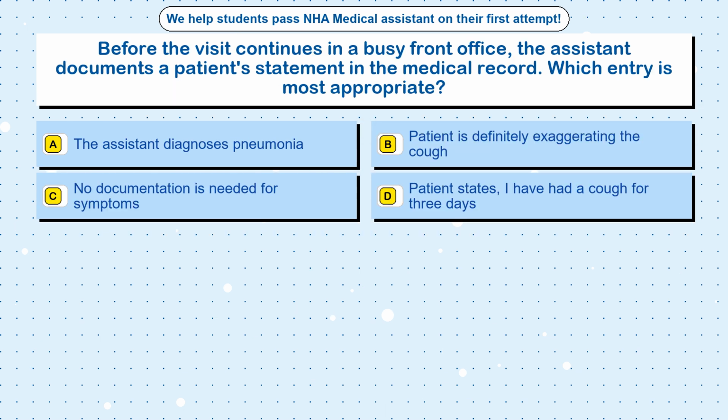Question 87. Before the visit continues in a busy front office, the assistant documents a patient's statement in the medical record. Which entry is most appropriate? Option A. The assistant diagnoses pneumonia. Option B. Patient is definitely exaggerating the cough. Option C. No documentation is needed for symptoms. Option D. Patient states, I have had a cough for 3 days.